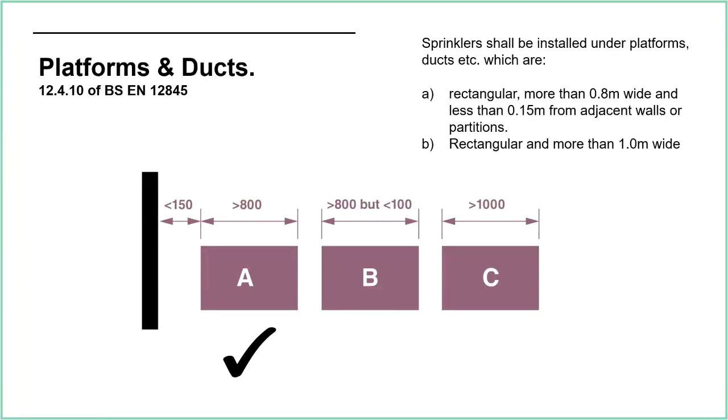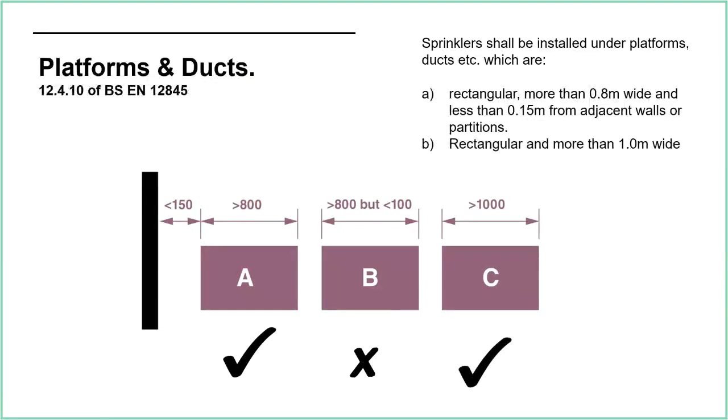B is between 800 and, or it should be 1,000, my mistake. So yeah, between 800 and 1,000 millimeters in width, but it is more than 150 millimeters from the wall. So in this instance, it would not need sprinkler protection underneath. C is larger than 1,000 millimeters or 1 meter, so it would.